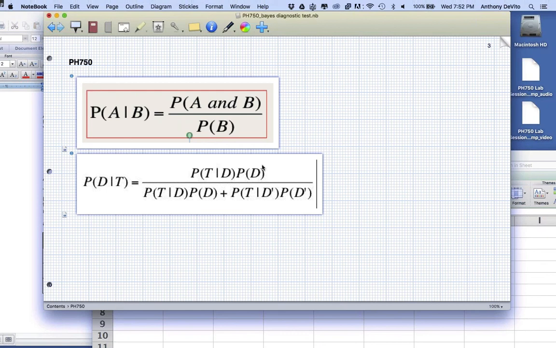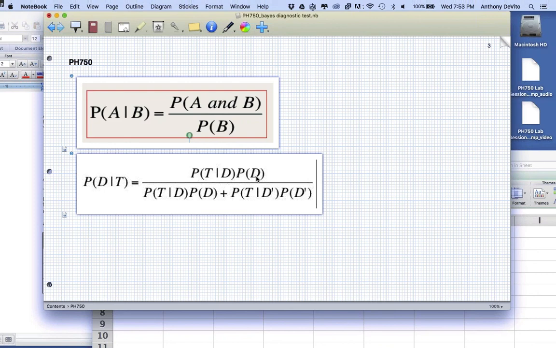And what is this probability of having the disease? What's another name for that? Probability that you have the disease. What do we call that in a population? Probability someone has diabetes. That's the prevalence. So what is this on the top here? This is the sensitivity times the prevalence.